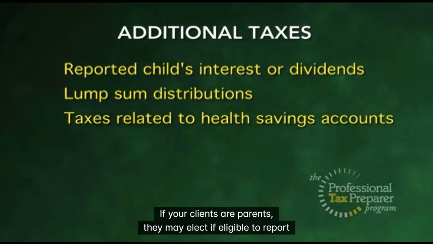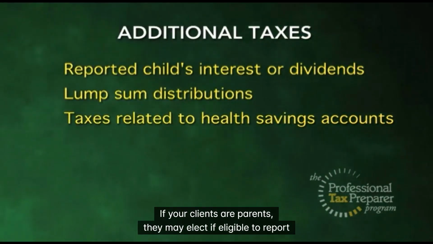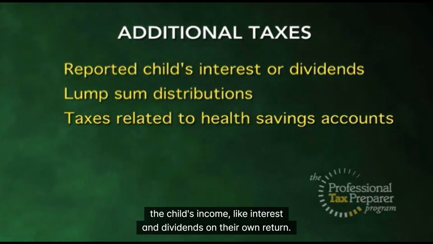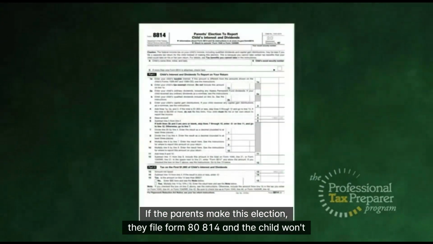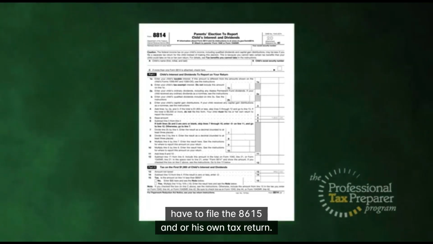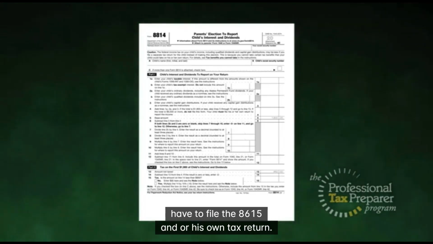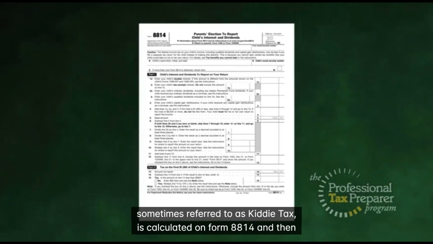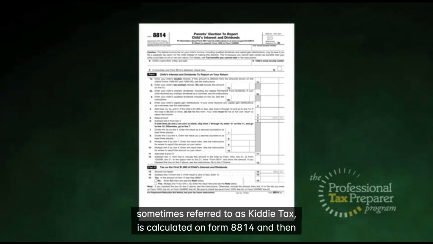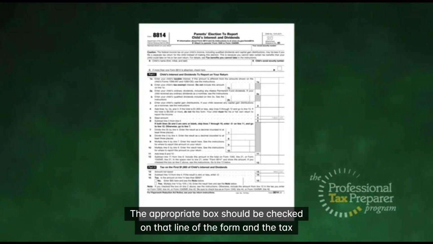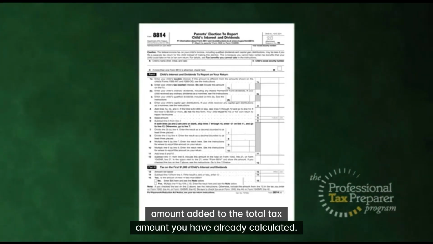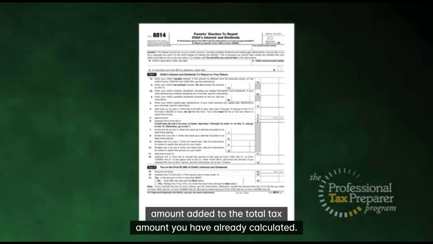If your clients are parents, they may elect, if eligible, to report the child's income, like interest and dividends, on their own return. If the parents make this election, they file Form 8814, and the child won't have to file the 8615 and/or his own tax return. The additional tax, sometimes referred to as kiddie tax, is calculated on Form 8814 and then added to the amount reported on the total tax owed. The appropriate box should be checked on that line of the form and the tax amount added to the total tax amount you have already calculated.